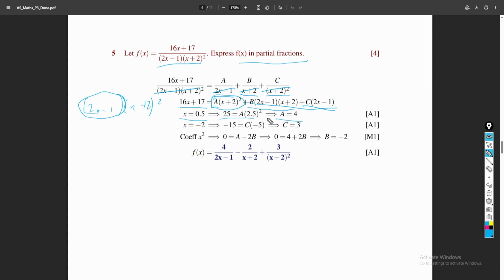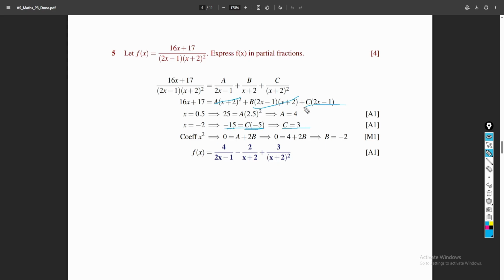And then next, we do the same trick again. This time we use x equals minus 2. That way, this term vanishes and this term vanishes, and we are left with only the c term, and this term becomes minus 15, and we get the value of c using this equation.